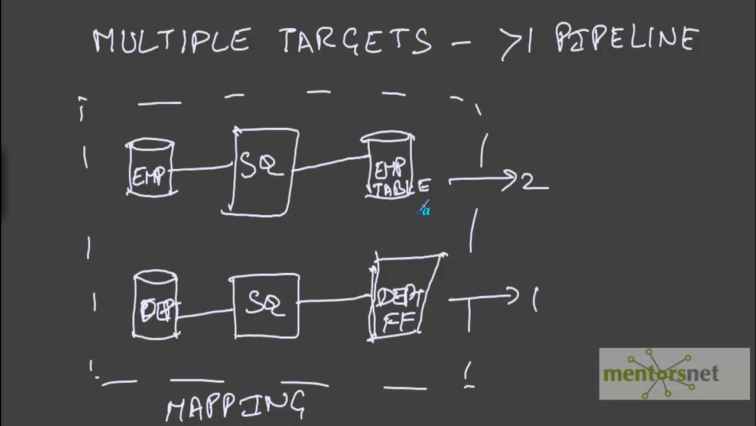In that case, you can use this, and you can specify something called a target load plan. Using the target load plan, you specify the order in which these targets are loaded. Let's see how to do that in Informatica.